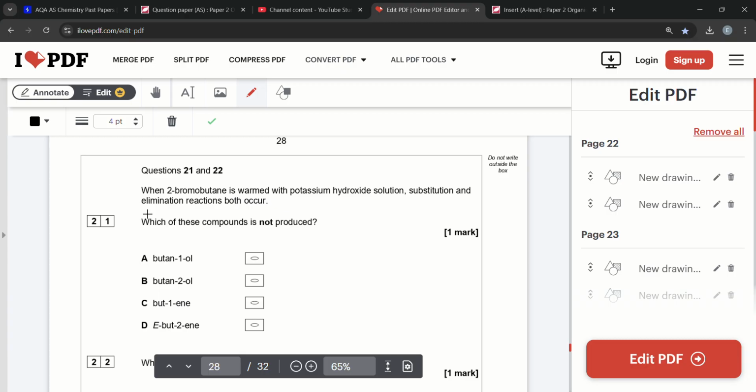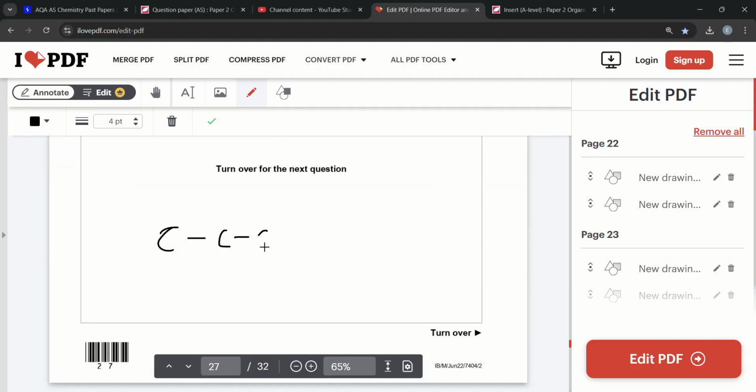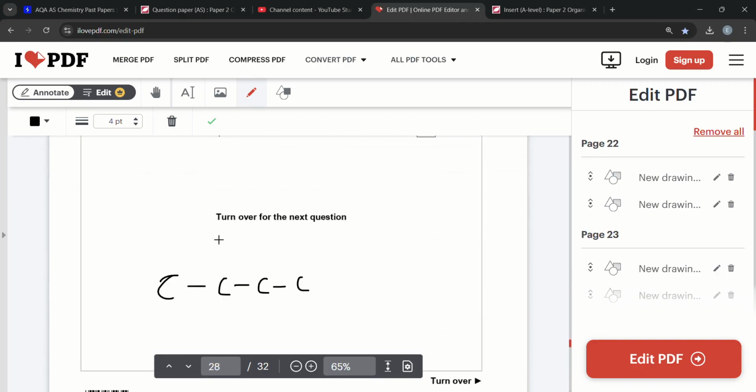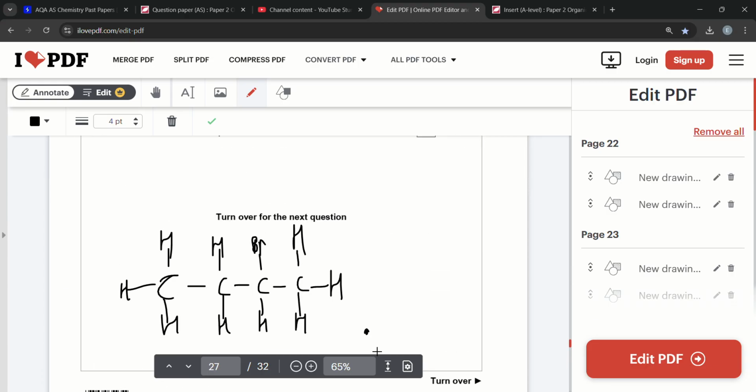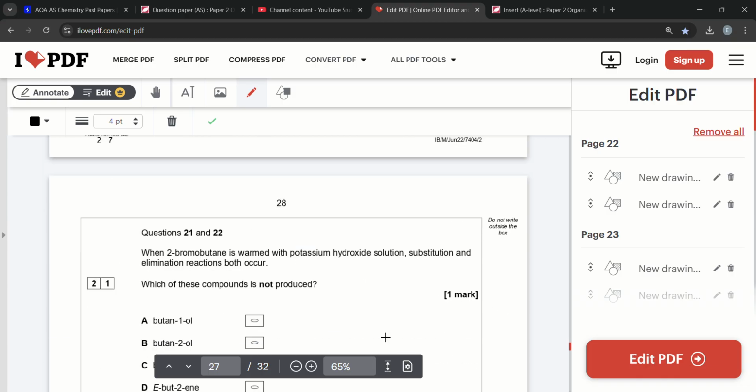When 2-bromobutane is warmed with potassium hydroxide solution, substitution and elimination reactions both occur. Which of these compounds is not produced? 2-bromopropane. So what I would do is get a piece of scrap paper, just go through the mechanism. And I might just do that now. Methane, ethane, propane, butane. Bromo group on the second carbon. 2-bromobutane, potassium hydroxide solution, OH minus.